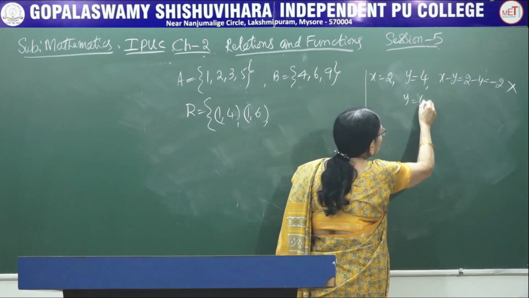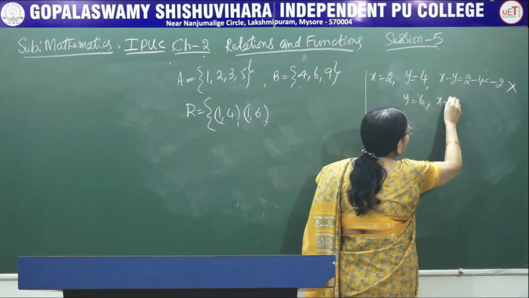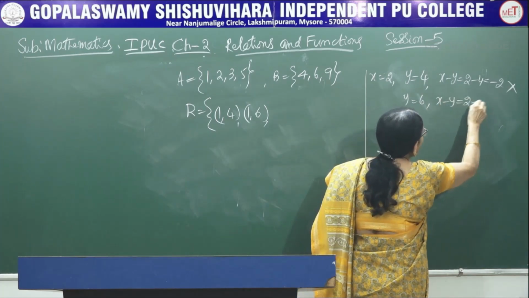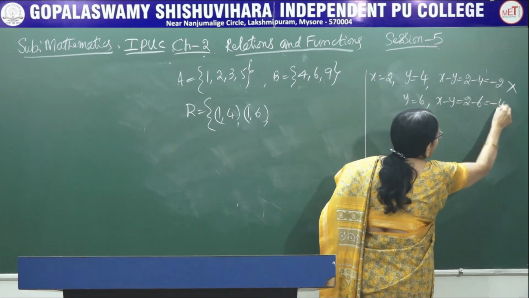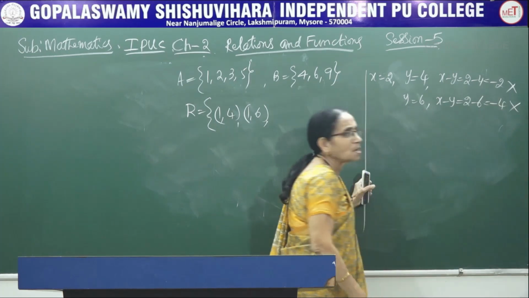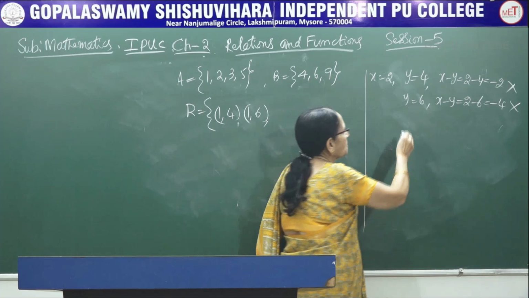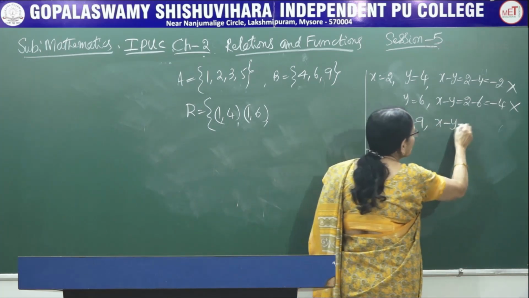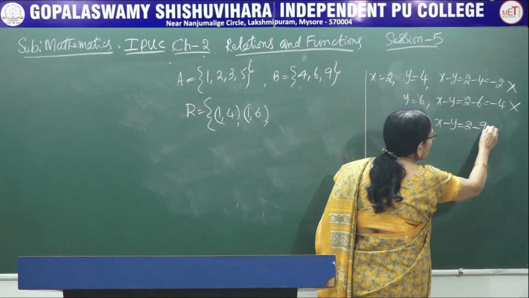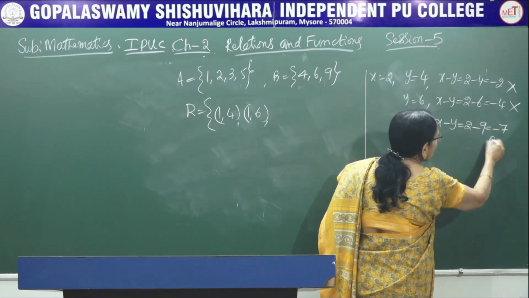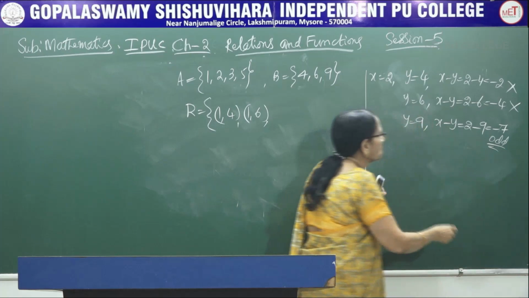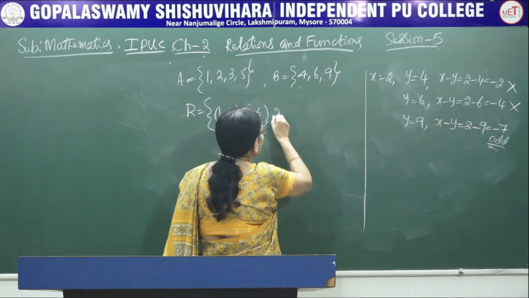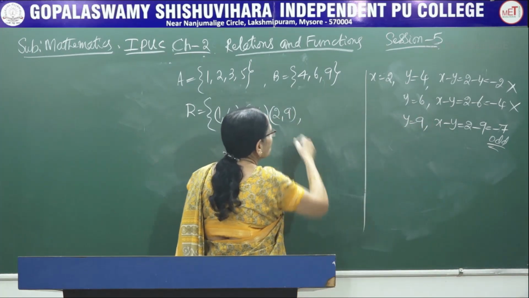Then y is equal to 6. Then x minus y is 2 minus 6, that is minus 4. It is again an even number, we are not interested. Then y is equal to 9, that is x minus y is 2 minus 9, that is minus 7. It is an odd number. Therefore, which combination? It is 2 comma 9.